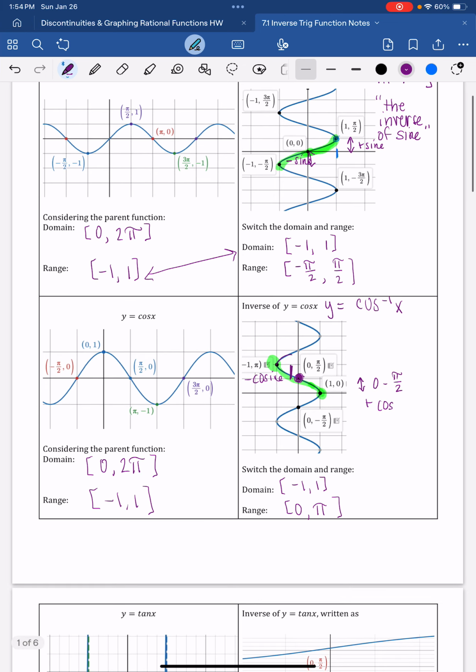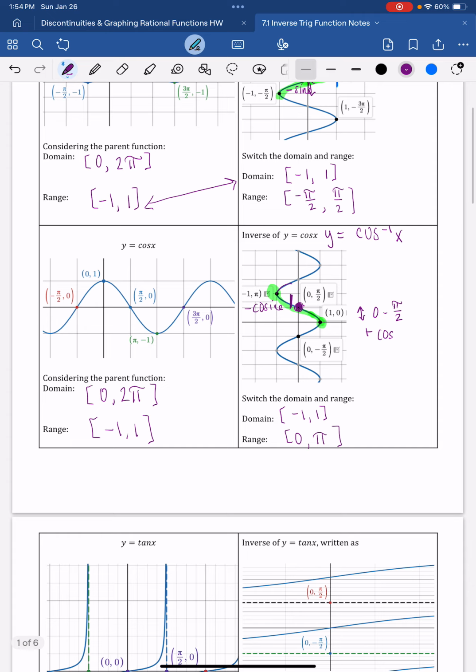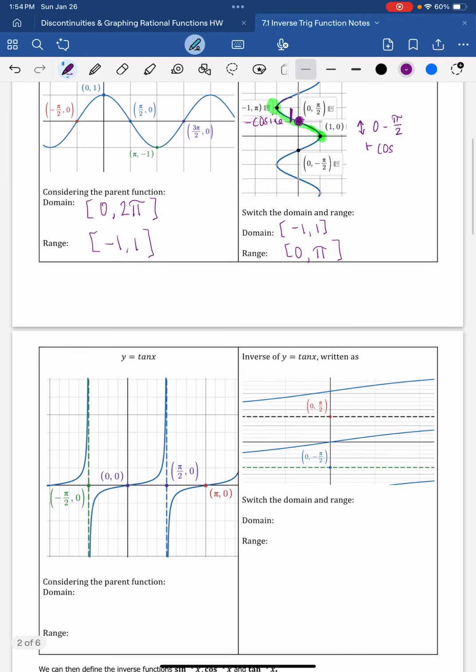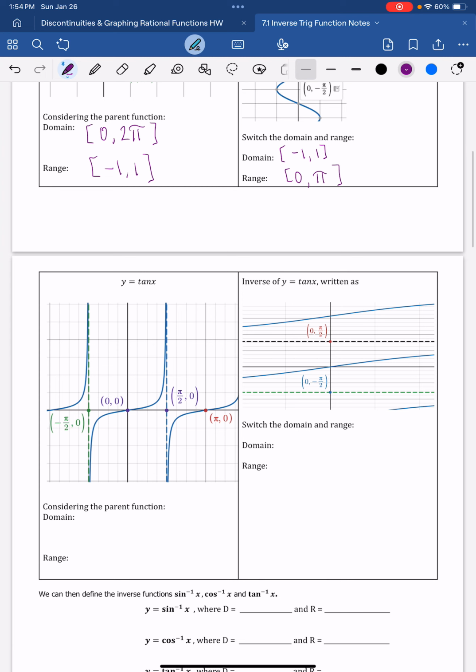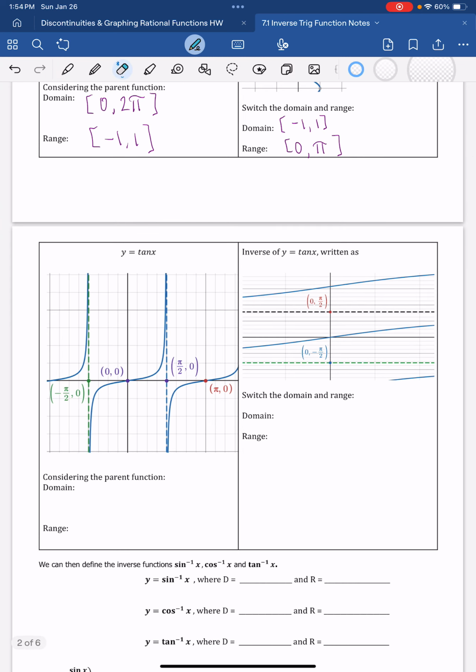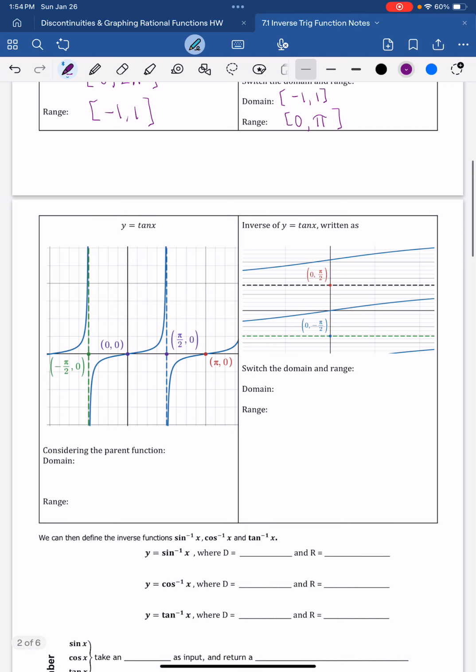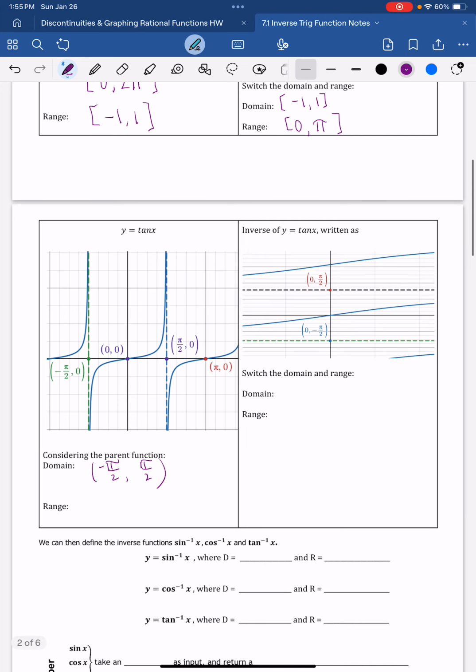I know it's a lot, it's pretty confusing. We'll do a lot of practice, and hopefully after a few examples, it'll make a little more sense. Okay, here's tangent. For the tangent curve, I did the exact same thing. (-pi/2, 0) became (0, -pi/2). (Pi/2, 0) became (0, pi/2). The domain of the tangent function is (-pi/2, pi/2), with parentheses because it's not included. And the range is all real numbers.